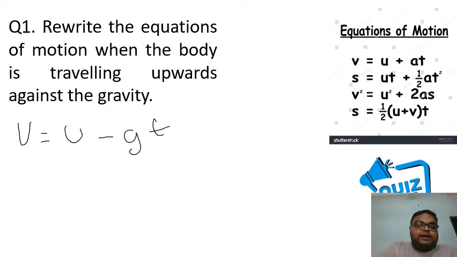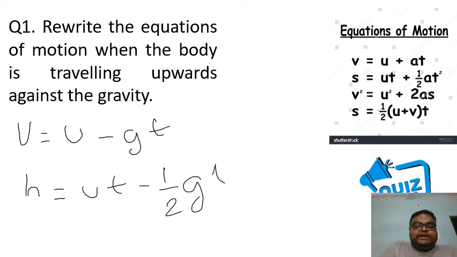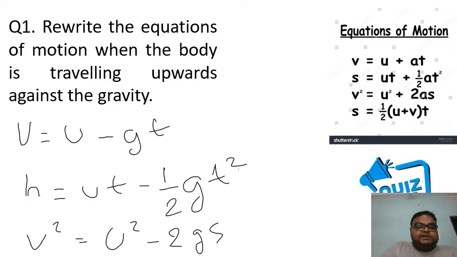Similarly, here it will become h. I have already told you why it will become h. So h equals ut minus half gt squared. This will be the second equation of motion. Now let's write the third as well. So v square equals u square minus 2gs. This will be our last equation for the body that is being thrown up.